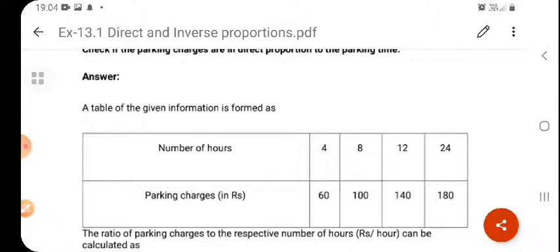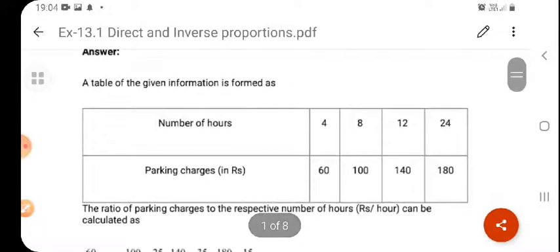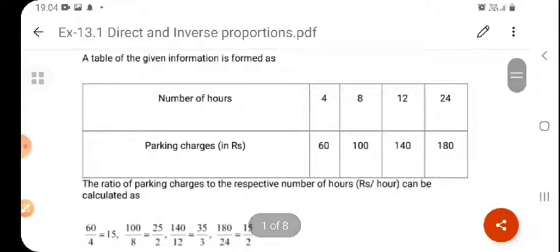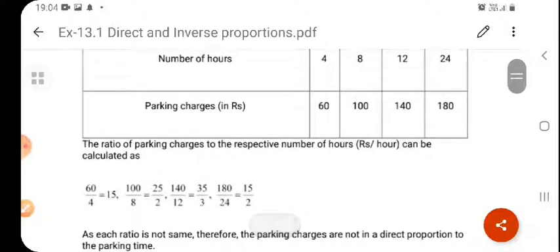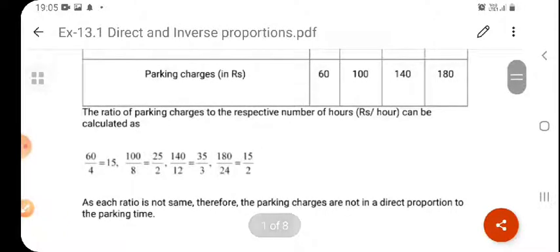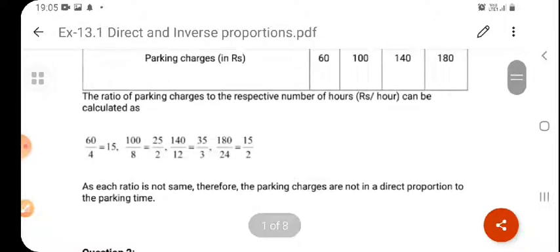Now in this proportion we have to take the ratio of the parking charges to the respective number of hours. Here the parking charges are 60 for 4 hours, 100 for 8 hours, 140 for 12 hours and 180 for 24 hours. So the ratios of the parking charges to the respective number of hours are as follows: 60 upon 4, that is 15, 100 upon 8 is 25 upon 2, 140 upon 12 is 35 upon 3 and 180 upon 24 is 15 upon 2.